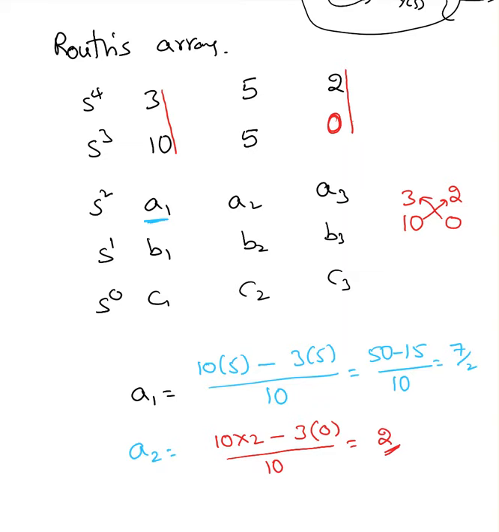Here A3, since I don't have any more element, is going to be 0, so I don't need to worry about A3. I'm not putting A3 there. I'm going to replace A1 and A2 here. So this is 7 by 2, this is 2.